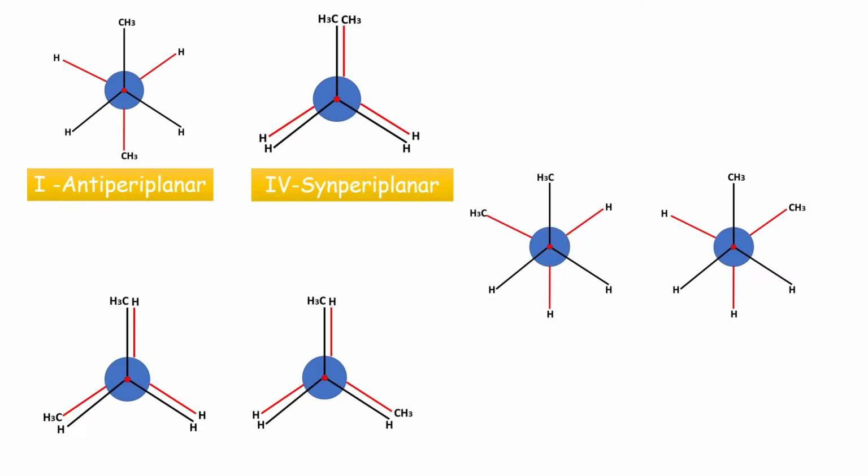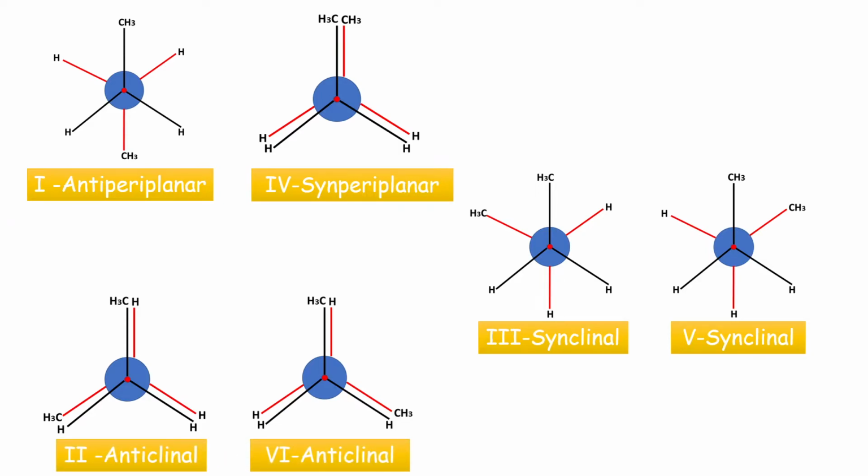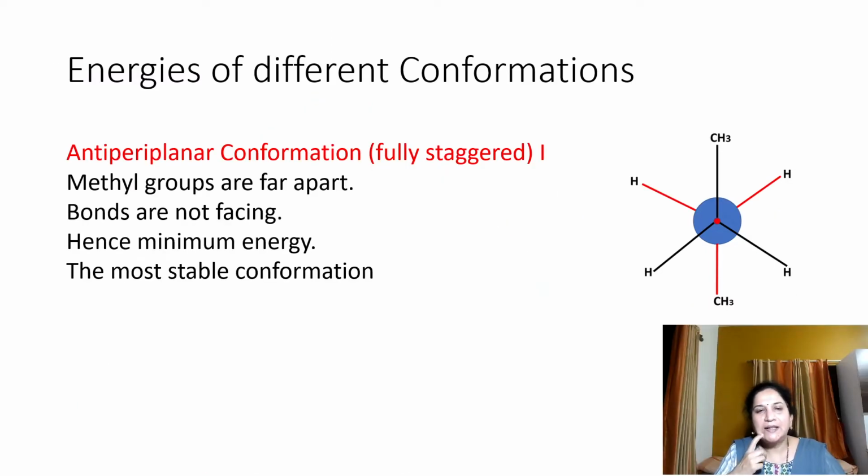Now let us move to the other two staggered conformations, the gauche conformations. We will use the ending clinal for these, and since the CH3 groups are close to each other, we'll call them synclinal structures. Then let us take a look at the eclipsed conformations. In these, since the two CH3 groups are far apart from each other, we'll call them anticlinal. Now we will consider the energies associated with each of the conformations.